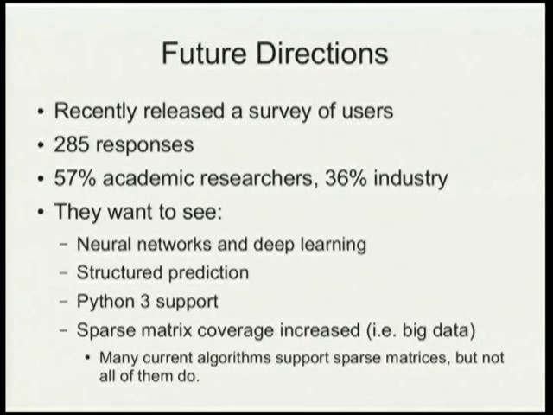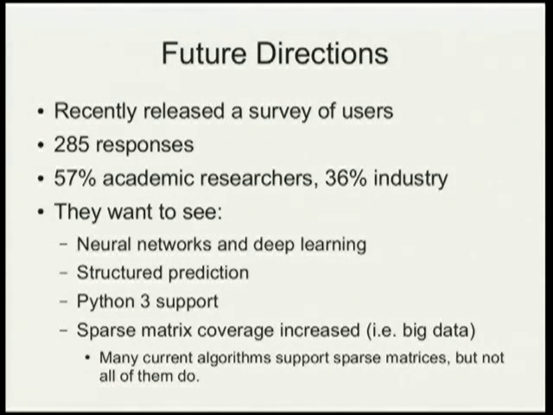So where's the scikit-learn library going in the future? We recently put a survey on our homepage and asked people to respond. 57% of scikit-learn users that completed the survey are academic, and 36% were industry. And what people want to see is neural networks and deep learning, which is not really surprising, this is where the field's going. People who are familiar with machine learning in the 80s would have seen neural networks back then and they didn't do very well, but there have been some really big breakthroughs in the last few years, and neural networks are now where all the latest cutting-edge results are coming from.